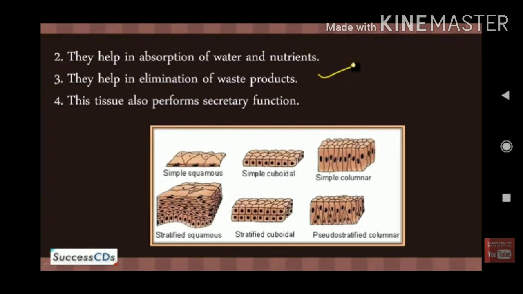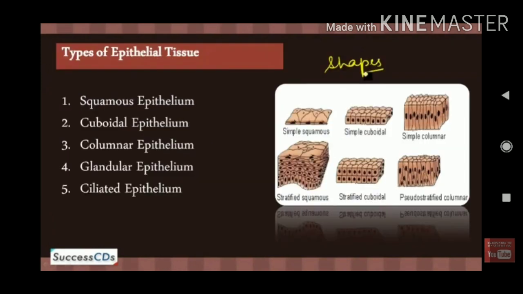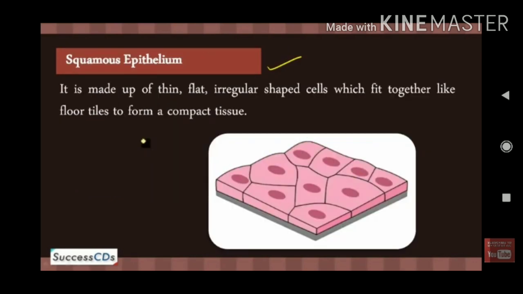Now, let us discuss the types of epithelial tissue. Based on its shape, the epithelial tissue is divided into 5 different types: squamous epithelial tissue, cuboidal epithelial tissue, columnar epithelial tissue, ciliated epithelial tissue, and the last one is glandular epithelial tissue. First we'll discuss the squamous epithelial tissue. It is very thin, flat and closely packed. Based on its shape, it gets its name.